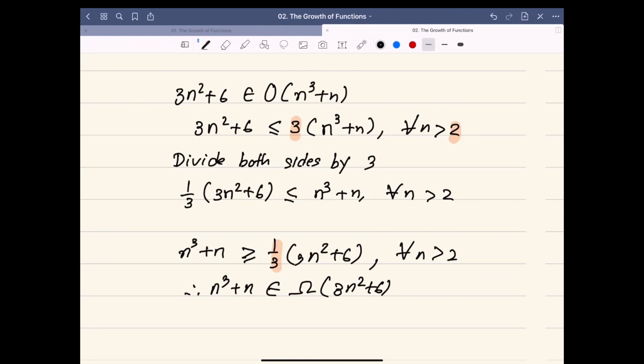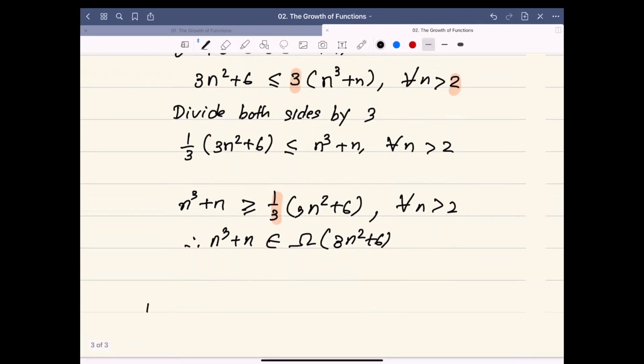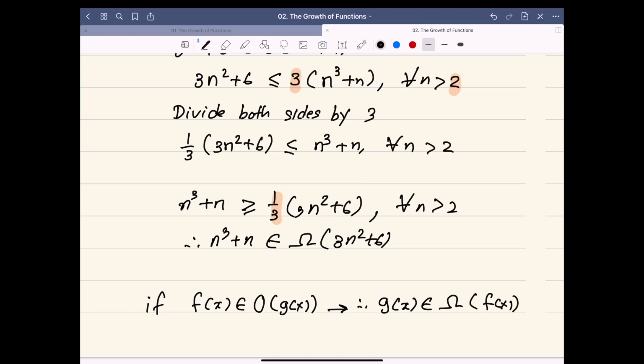As a result, we can conclude the following. If f of x belongs to big O of g of x, then we can swap these functions, but we need to change big O into big omega. Then we say that g of x belongs to big omega of f of x, and vice versa. What I mean is that if g of x belongs to big omega of f of x, then you can swap these functions but change this one into big O, so therefore the relationship is biconditional.